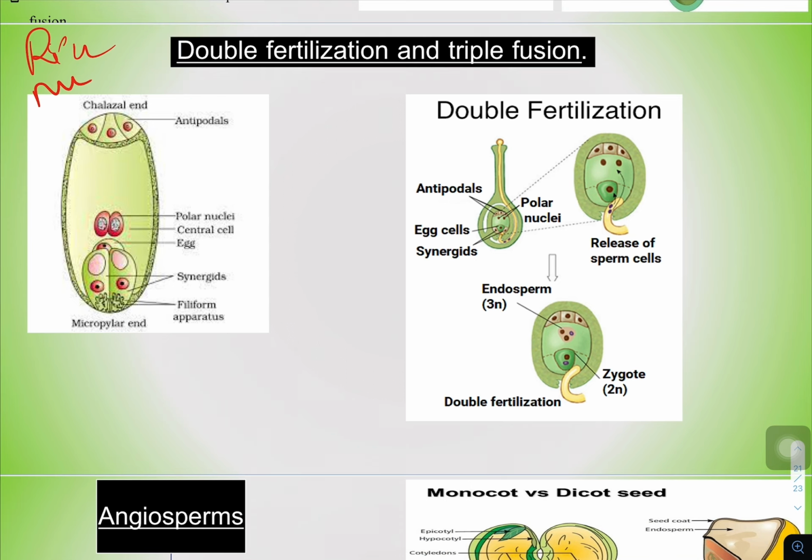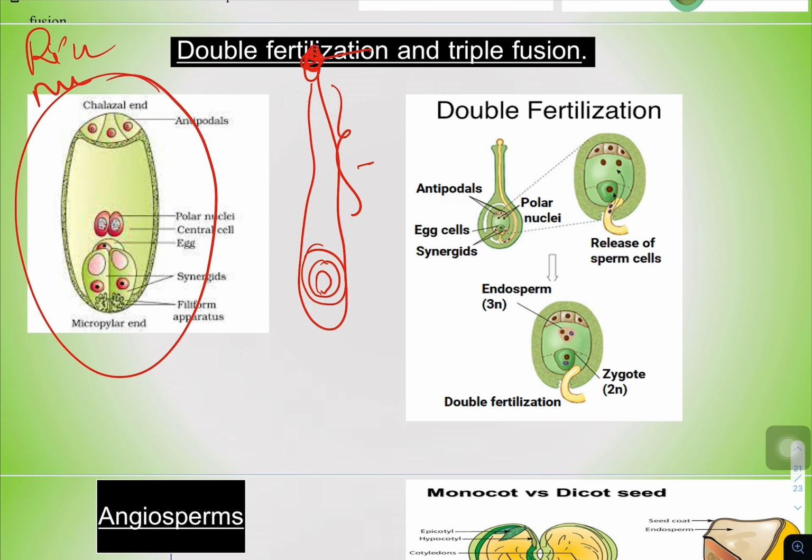See, I already explained about the female reproductive structure. The female reproductive structure has a stigma, style and ovary. This one is stigma, this one is style, and here is ovary. Within the ovary there are ovules. Within the ovule there is an embryo sac. So this is the structure of an embryo sac. This is the ovule, external structure. Within that there is an embryo sac.